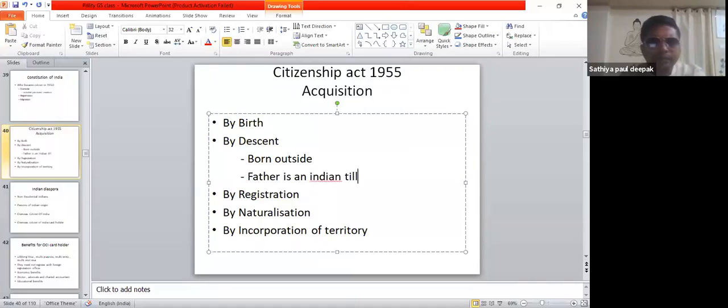Till 1992, if the father is an Indian, okay, but if the mother is an Indian, citizenship will not be granted for that child. I'll demonstrate it.